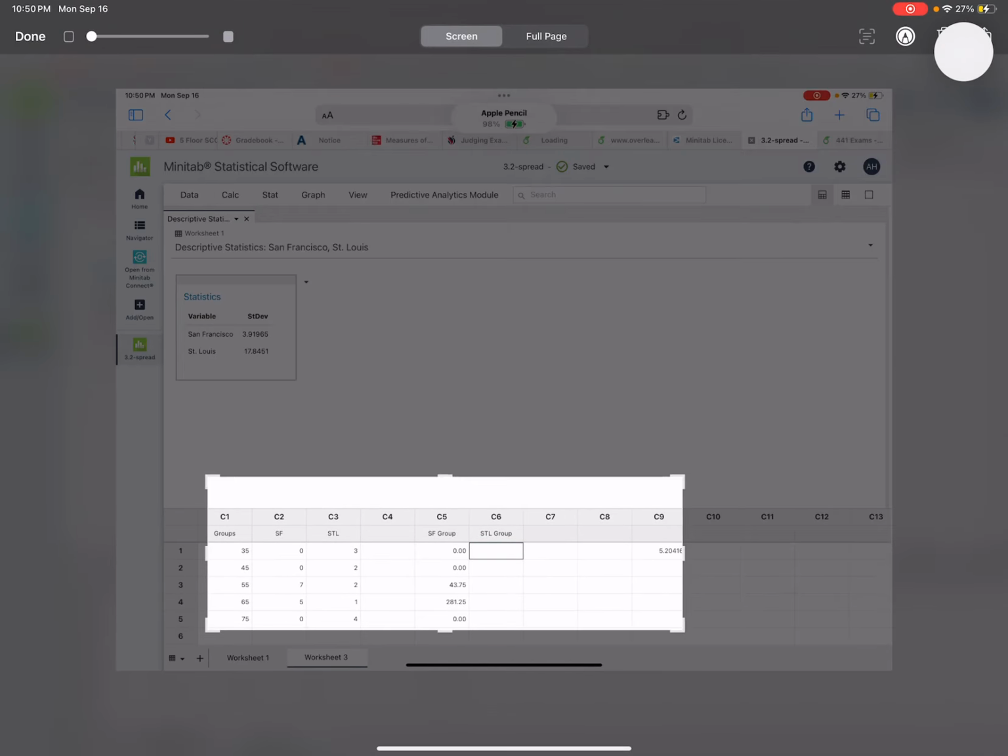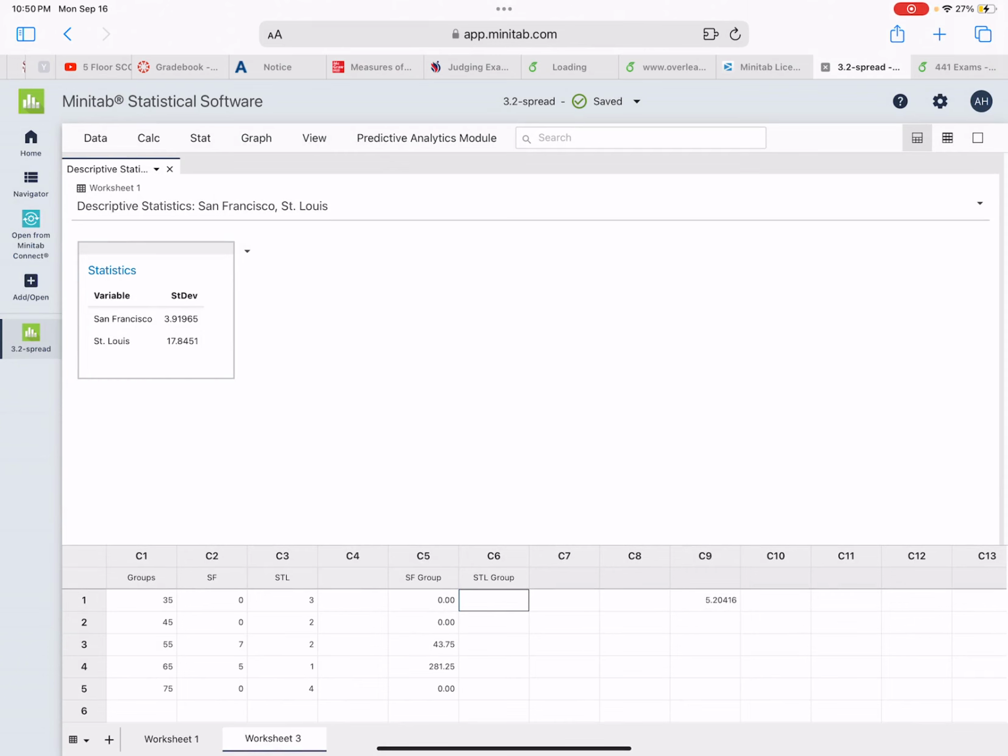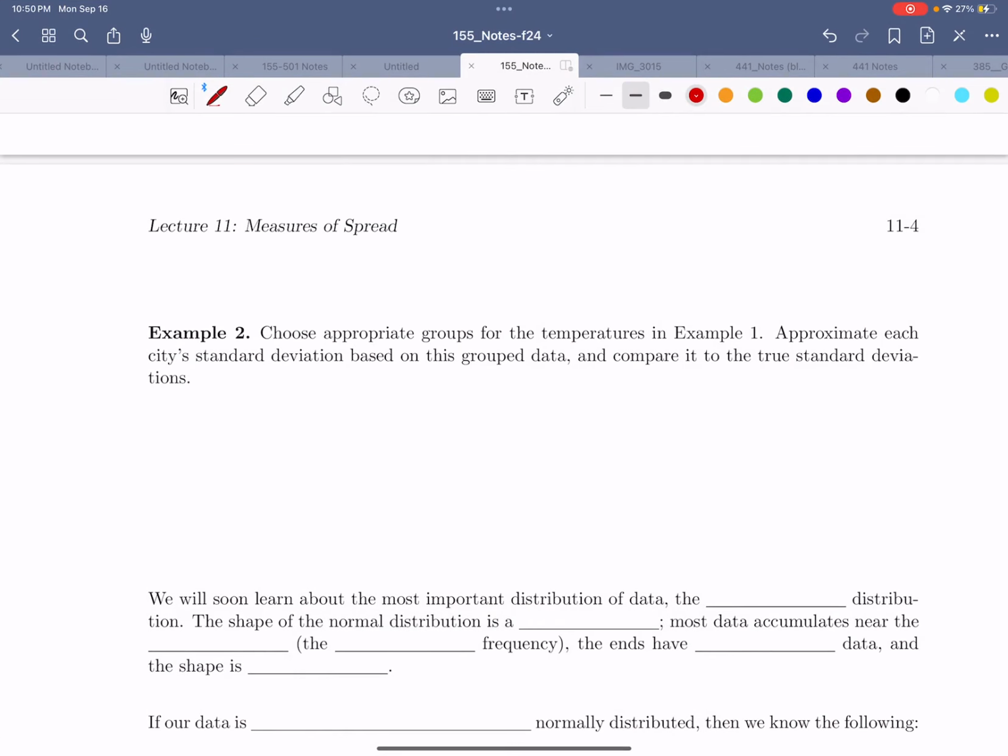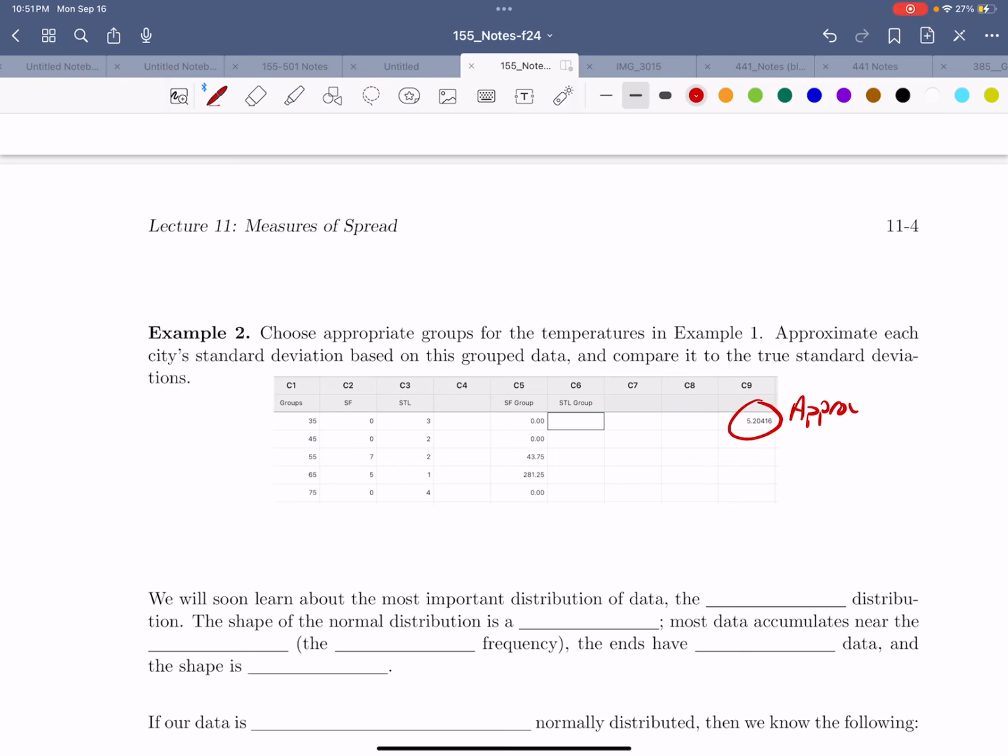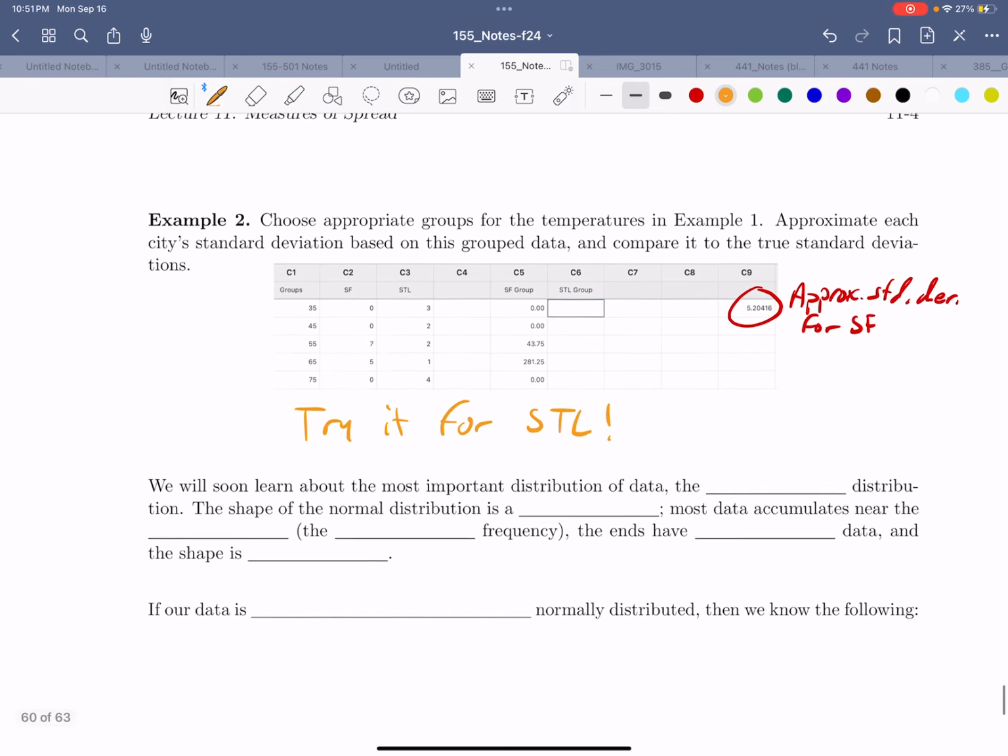Save the photos, and we're just going to stick this into our notes. Let me just stick that in there. So that's what we get for San Francisco. That's the approximate standard deviation for San Francisco. Okay? So I'm going to be bold and say, try it for St. Louis. And we're going to move on.